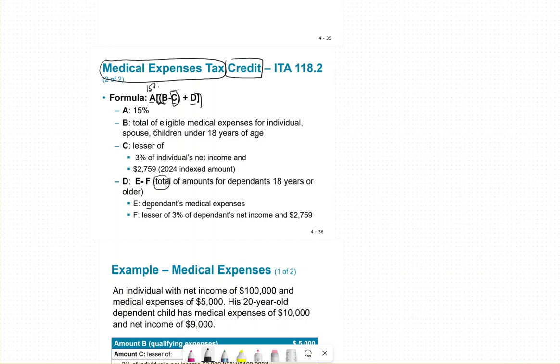So you're going to do the dependents' medical expenses. Whatever you paid for your children that are 18 years or older. Then my F is the lesser of 3% of the dependent's net income and 2759. So the lesser of what? You take 3% of the net income, and then we compare it to 2759. Whatever their dependent income was and 2759, we take the lesser of those two, and then we subtract them from each other. So that's how you're going to calculate your E and F.